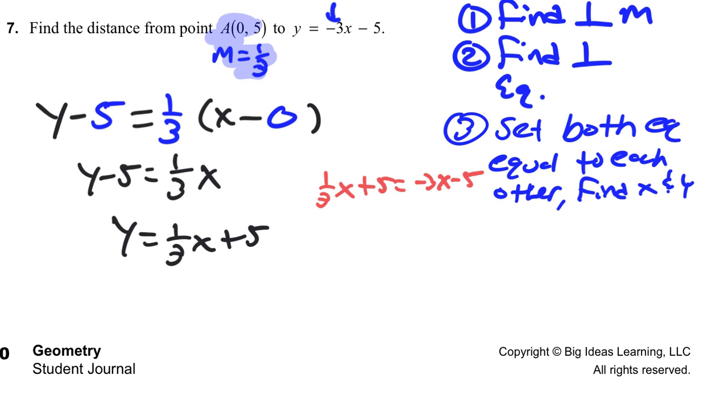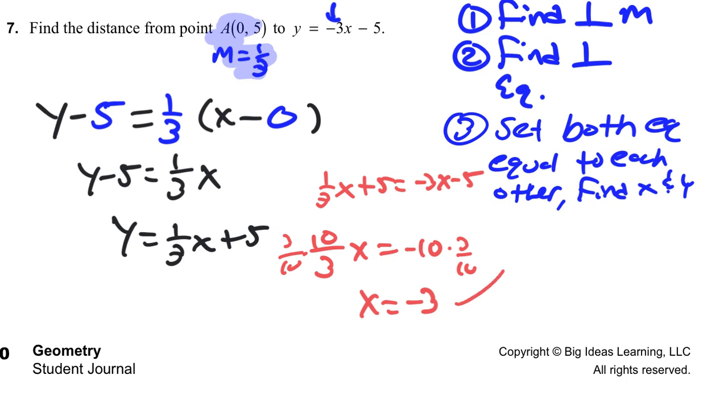I'm going to add 3x to both sides. So that's going to be 10 thirds x. And if I subtract 5 from both sides, that's going to give me a -10. Now, if I solve for x, I'm going to have to multiply both sides by 3/10, which is the reciprocal. So I'm going to say times 3/10, just to show you what I have, times 3/10. I get x equals -3. So there's my x value.